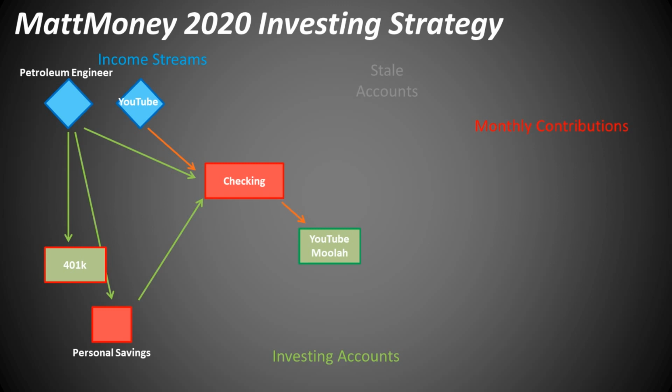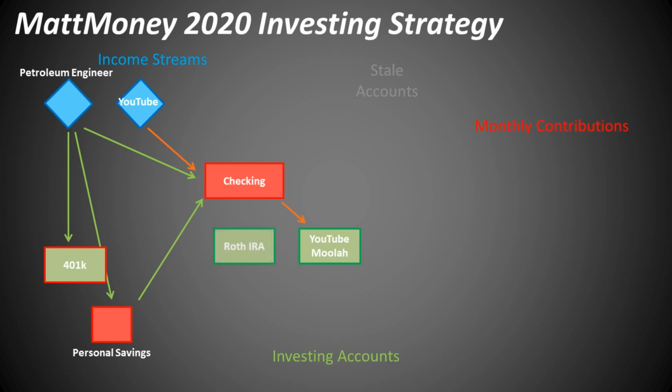All the money I make from YouTube goes directly into the YouTube Moolah portfolio. There's no money that actually gets spent from the YouTube income, although I do have to pay taxes on that now, which I'm generally just going to say I'll eat through all the other income streams that I'm generally making.